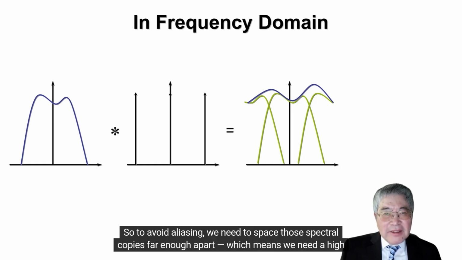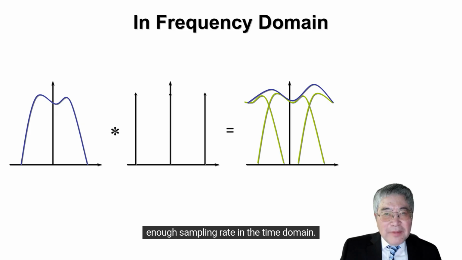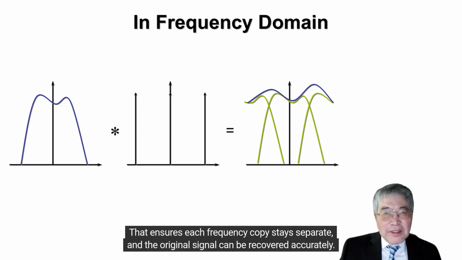So to avoid aliasing, we need to space those spectral copies far enough apart, which means we need a high enough sampling rate in the time domain. That ensures each frequency copy stays separate and the original signal can be recovered accurately.